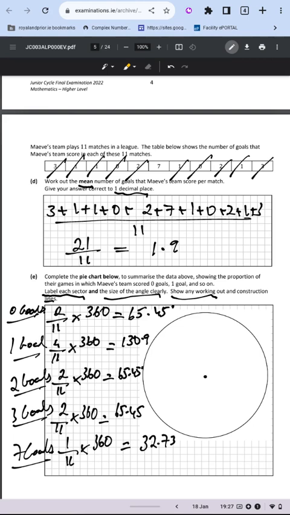Let's say I'm not going to be doing this properly, but just say a straight line, 65 degrees maybe, like that. That could be 0 goals.